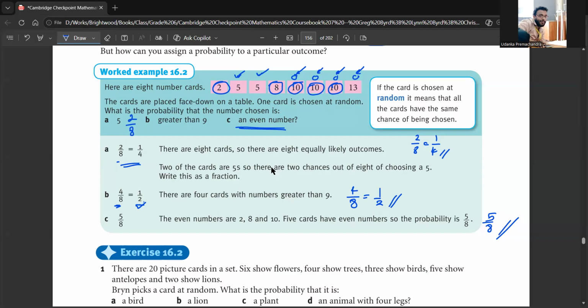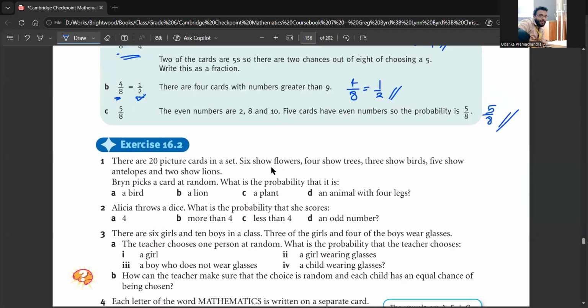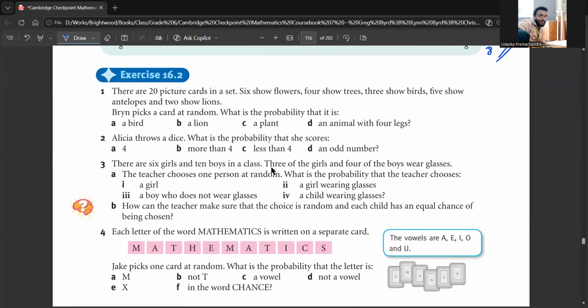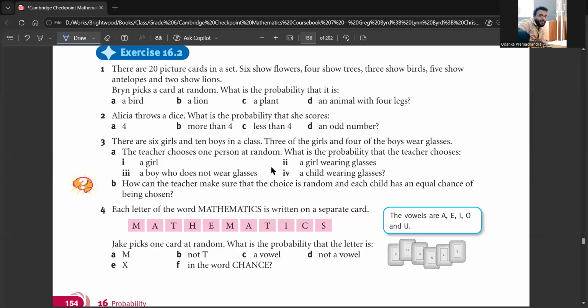Okay, you can take the values like that. Altogether, there are 8 values. Out of 8, how many are number 5? There are 2, so 2 out of 8. It can be simplified to 1 out of 4. Secondly, greater than 9: there are 4 values out of 8, which simplifies to 1 over 2. And even numbers: there are 5 even numbers out of 8. Clear?